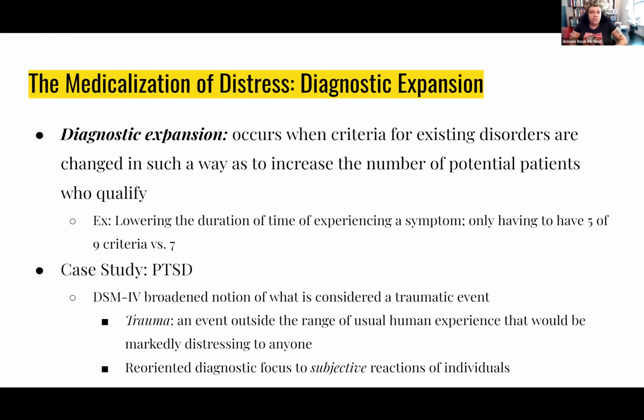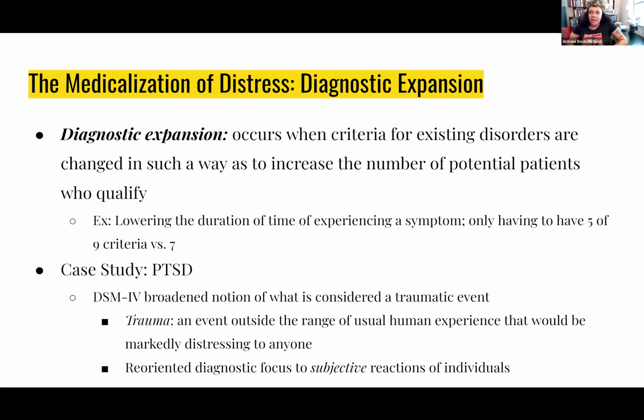So in the past, a traumatic event was defined by qualities of events. Now it's defined by individual responses. And so there's a change then in what it means to experience trauma. The PTSD diagnosis has been expanded to include witnessing or even receiving information about a traumatic event.